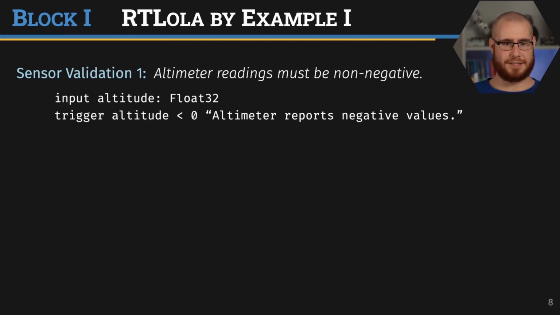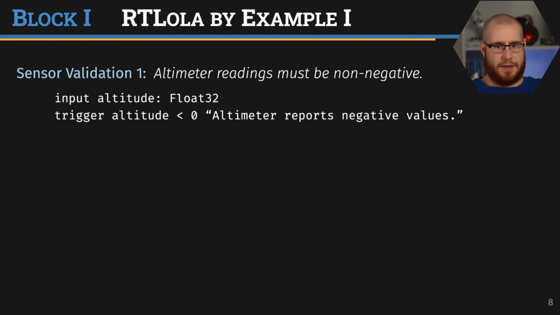So the first example here is the sensor validation. That is the sensor level property, which we already mentioned. It's that an altimeter reading must be non-negative. So in RT-Loader, what we have to do is we first declare an input stream, and the input stream is called altitude and has the type float 32. So it will always have the width of 32 bits, and is a floating point number. As simple as that. The output then declares that we want to raise an alarm if the altitude falls below 0. And in this case, the message after that is passed on to the controller.